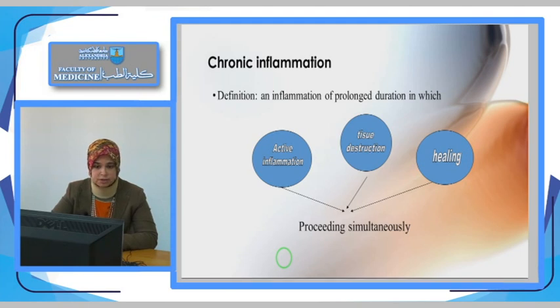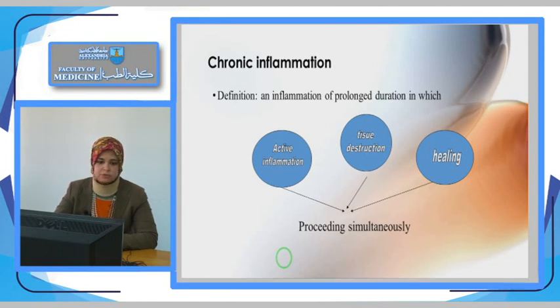Let's define chronic inflammation. It is an inflammation of prolonged duration. It is very important that in this inflammation, 3 main processes happen at the same time: active inflammation, tissue destruction, and healing, and these 3 processes proceed simultaneously.